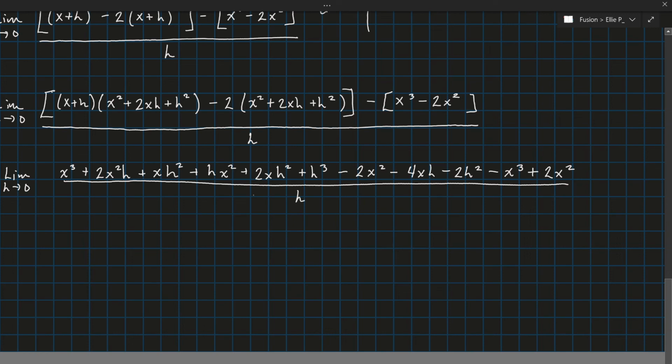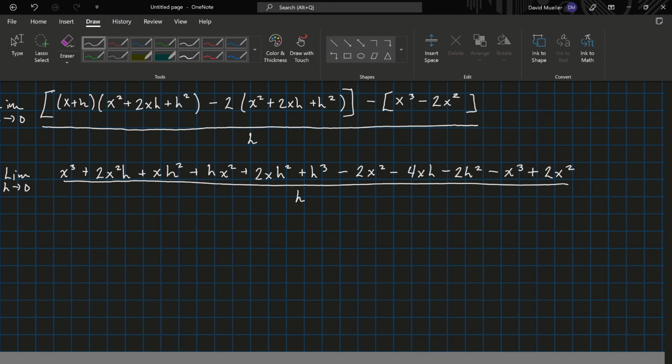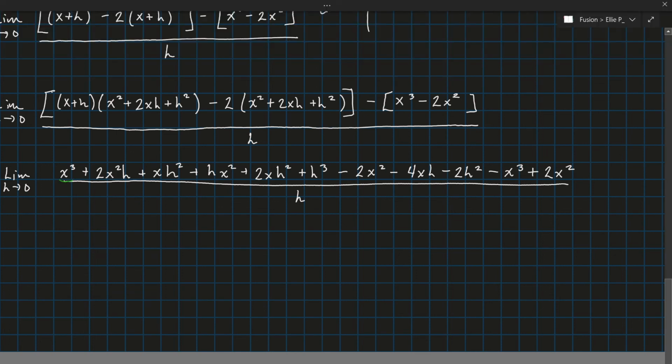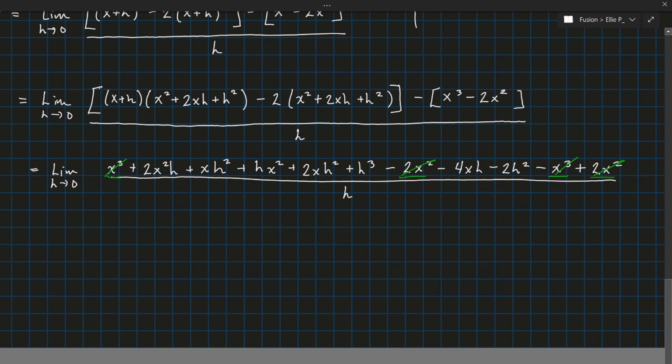So we have an x cubed and an x cubed, minus x cubed, so those will cancel. We have a 2x squared and a minus 2x squared, yep, so those will cancel. Okay, so none of the other ones will cancel, but one of every h on top will cancel.